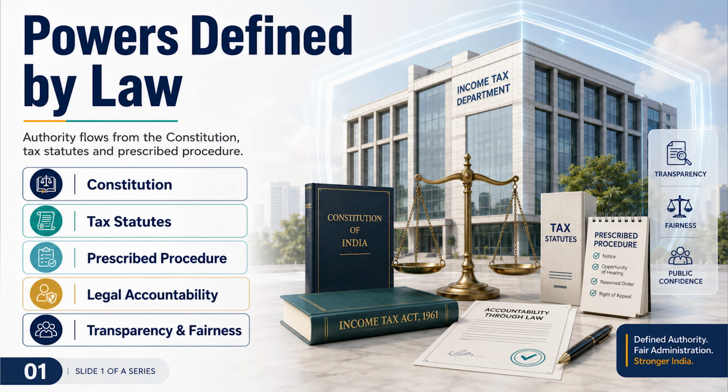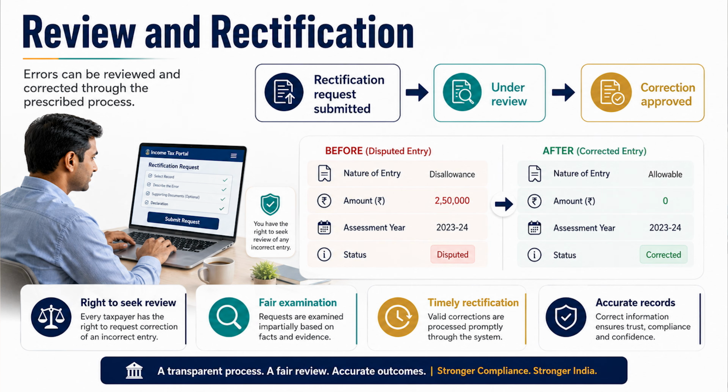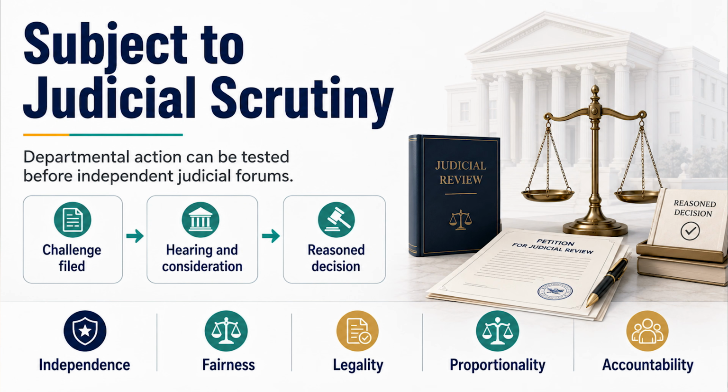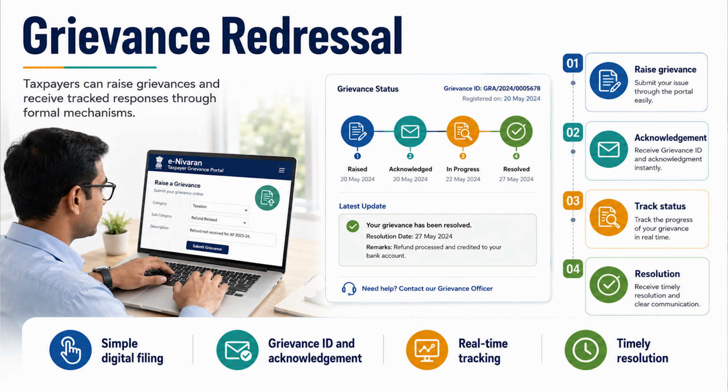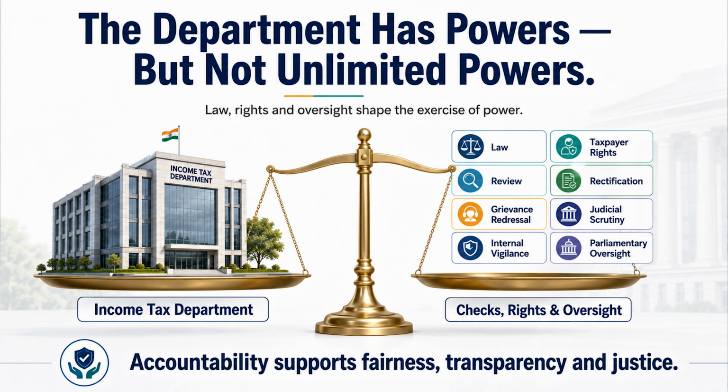Having a strong administrative structure does not mean every action of the department is automatically correct. It means it works under law, it works under administrative supervision, it is subject to review, rectification, judicial scrutiny and grievance mechanism, and in appropriate cases, even internal vigilance and parliamentary oversight. This is important. The department has powers but not unlimited powers.